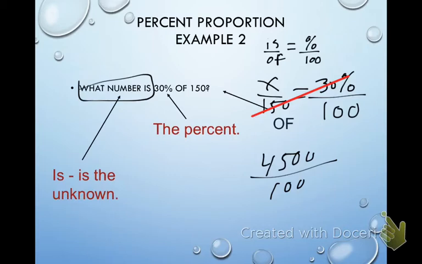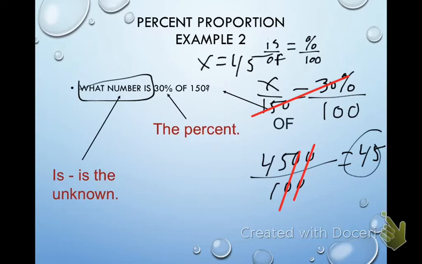There's a 0 at the top and the bottom. They cross out. There's a 0 at the top and the bottom. They cross off. That leaves us with 45 divided by 1, which happens to be 45. That's our answer. X equals 45. Congratulations. So that means 45 is 30% of 150.